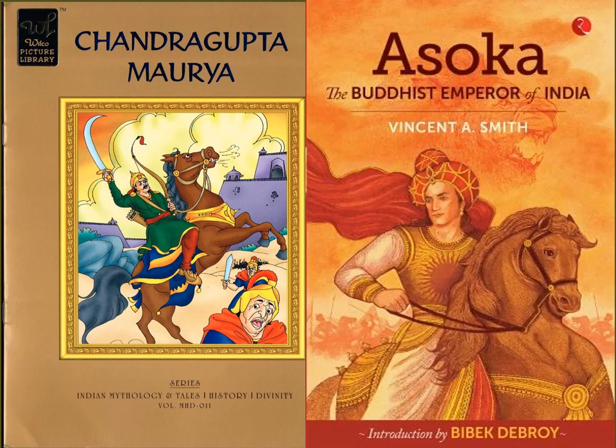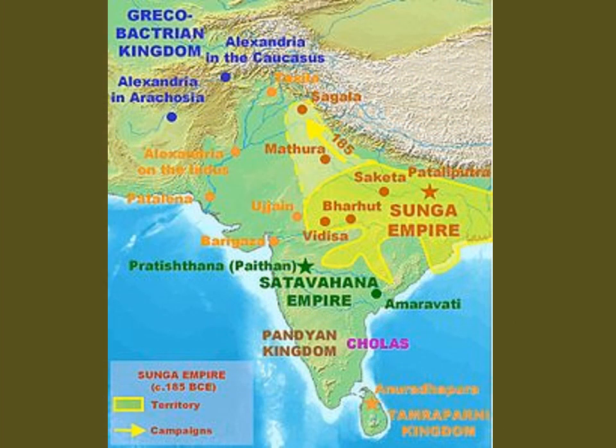Now, after the Maurya Empire, we have a period of Indian history from 200 BCE to 320 CE, Christian era, known as the early classical period. During this period, there are many kingdoms, and the two most famous empires are the Sunga Empire and the Satavahana Empire, which you can see in the map here. So this is the early classical period of Indian history from 200 BCE to 320 CE.